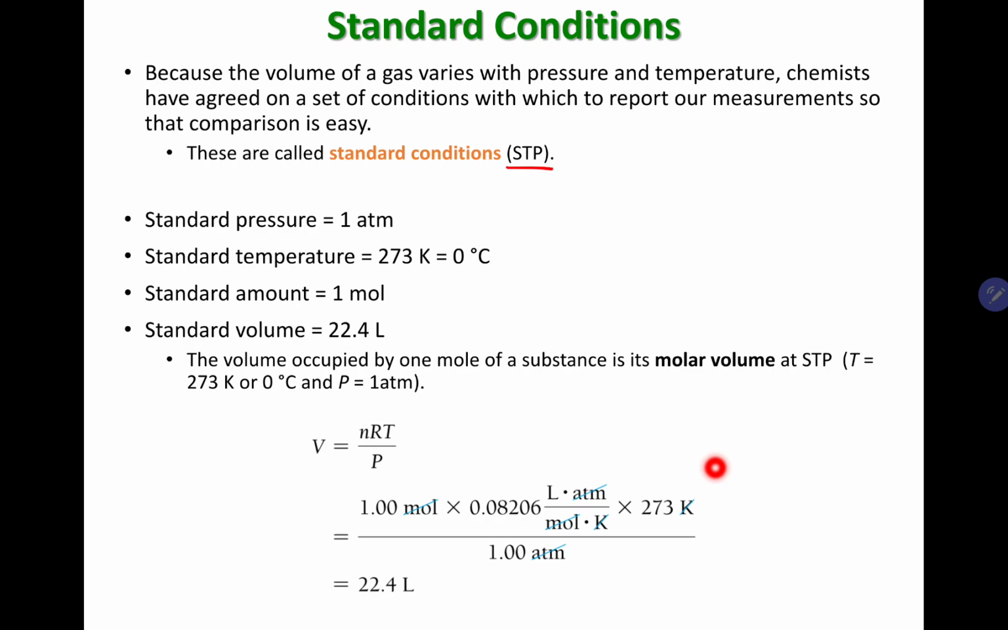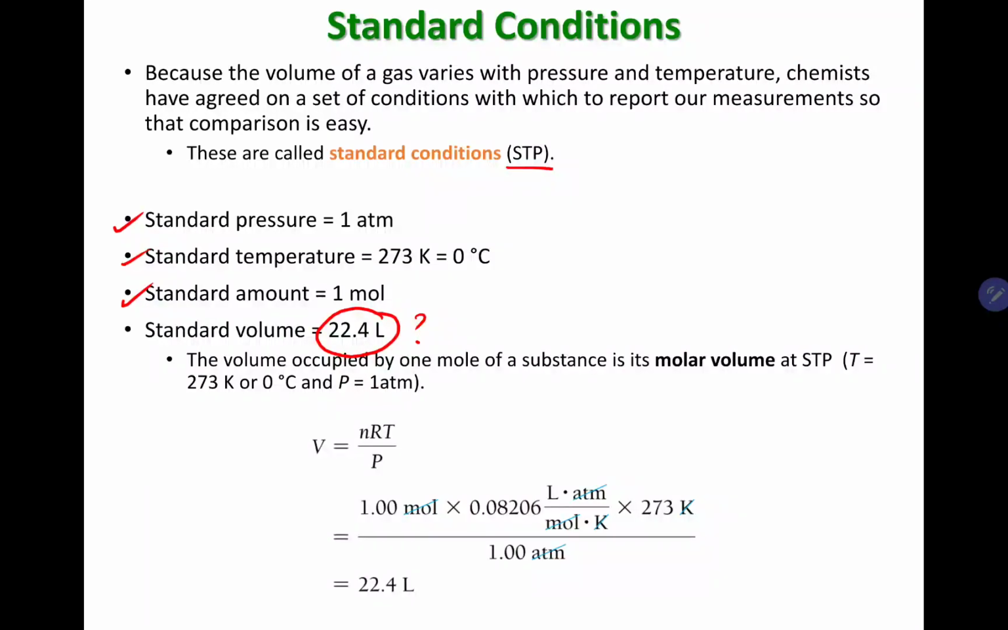You might have already heard about STP. That means standard temperature and pressure. So in gas chemistry, standard pressure is 1 atm, standard temperature is 0 degrees Celsius, or of course 273 Kelvin. These are the standard conditions, and the standard amount is of course 1 mole of a gas. By using these three conditions, 1 atm, 273 Kelvin, and 1 mole of a gas, you can calculate the standard volume.